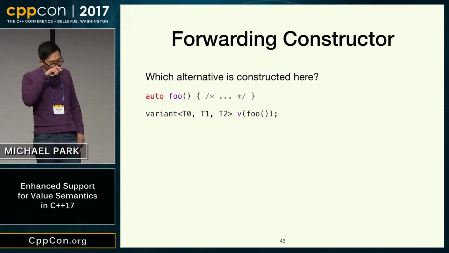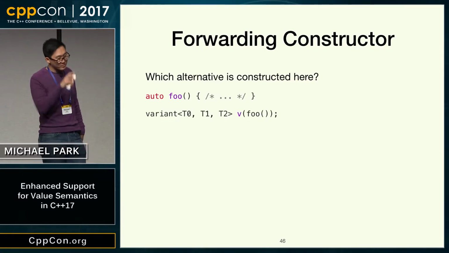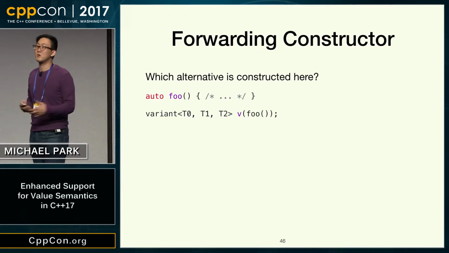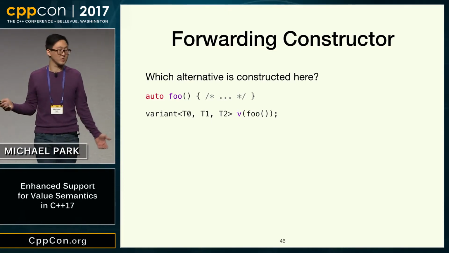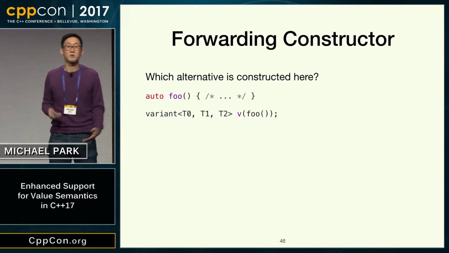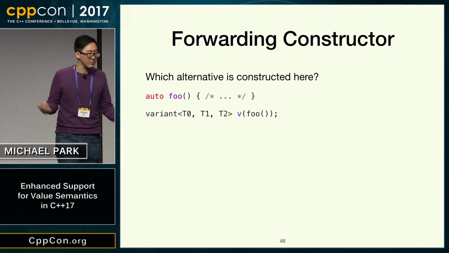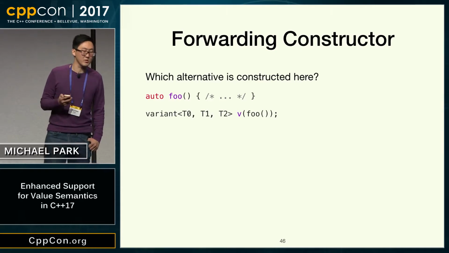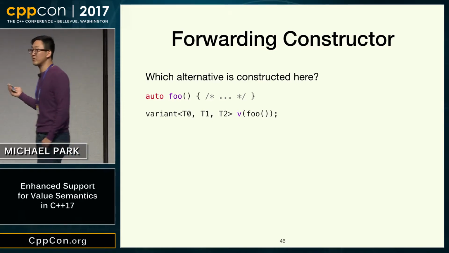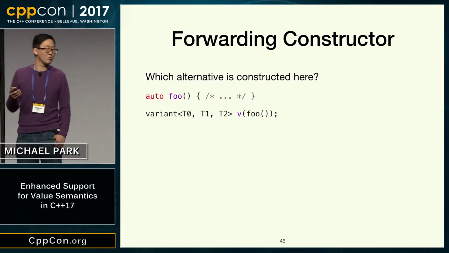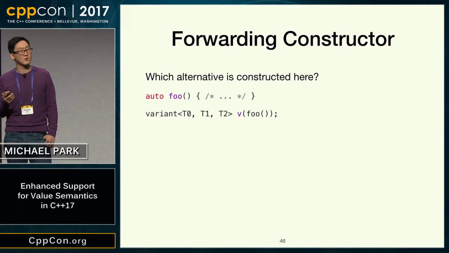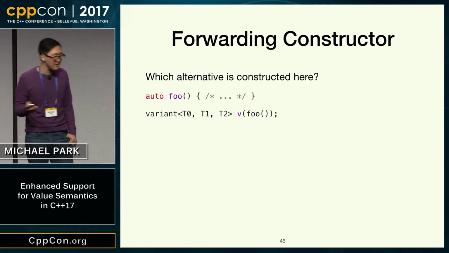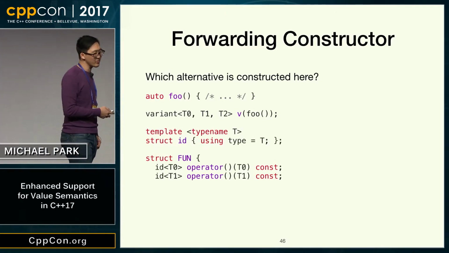The forwarding constructor, I think, is also interesting that I should tell you about. So in this case, we have some variant T0, T1, T2. I don't know what T0, T1, T2 are. They can be const qualified. They can't be references, but they can be const qualified, for example. So I have some foo, and I want to initialize it with the result of foo. I don't even know what the result of foo is. So which alternative is chosen? There must be some sequence of steps we take to figure out which alternative is chosen, right? So this is what we do.